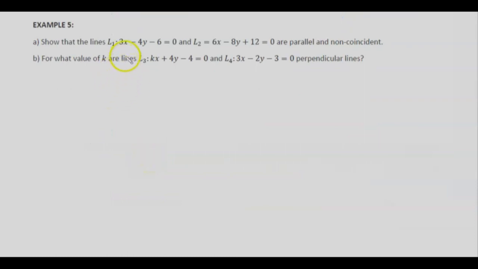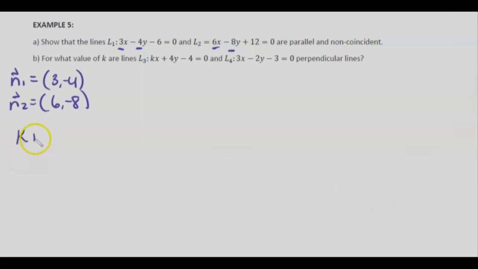Okay, so now let's put this into an actual question. Example 5: show that the lines L1 and L2 are parallel and non-coincident. The normal for L1 is (3, -4), and the normal for L2 is (6, -8). So we want to say that some scalar times n1 equals n2, or some scalar times n2 equals n1. It doesn't matter how you write it, that's fine.